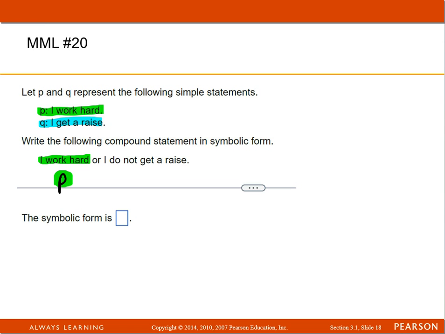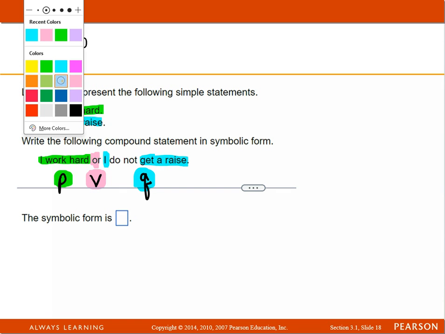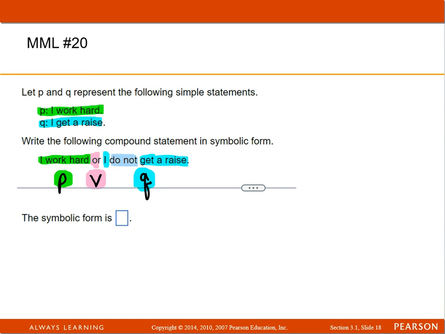And then it says or, and the symbol for or is the V. Because remember, an and looks like the letter A, but it's missing the bar across. And then it says, I do not get a raise. Now the words I get a raise, that is the Q. But they threw into this the do not. And remember, do not is a negation.